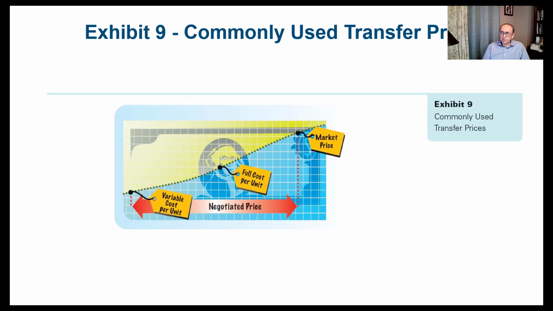So, as we mentioned before, commonly used transfer prices can vary from the lowest, which is variable cost per unit. I don't think any division is willing to set a price below the variable cost, that's the minimum. And the highest would be market price, because if it's more than the market price, the other division would outsource it. There would be no need to buy it from the internal division. And it could be a negotiated price between the variable cost and the market price. So it could be something like the full cost per unit.